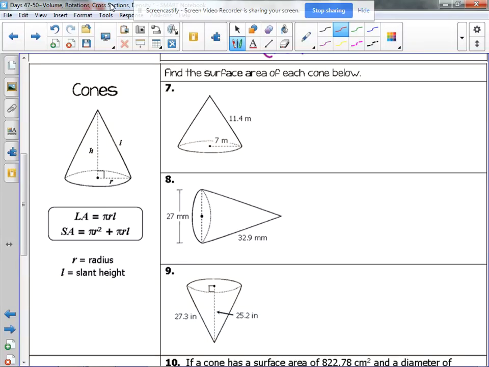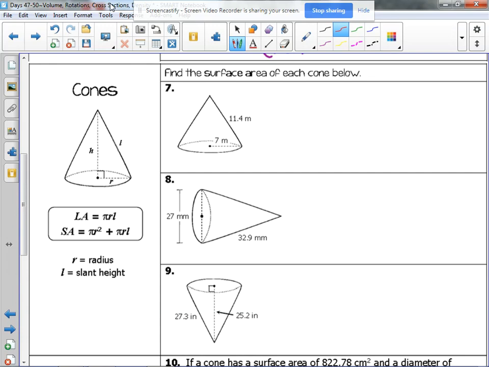All right, so let's look at the surface area formula for a cone. We need pi, we need r, we need L. R is still the radius, like it always is. L is still the slant height. It's talking about the height along the edge of the cone, not the height from point to base, okay?